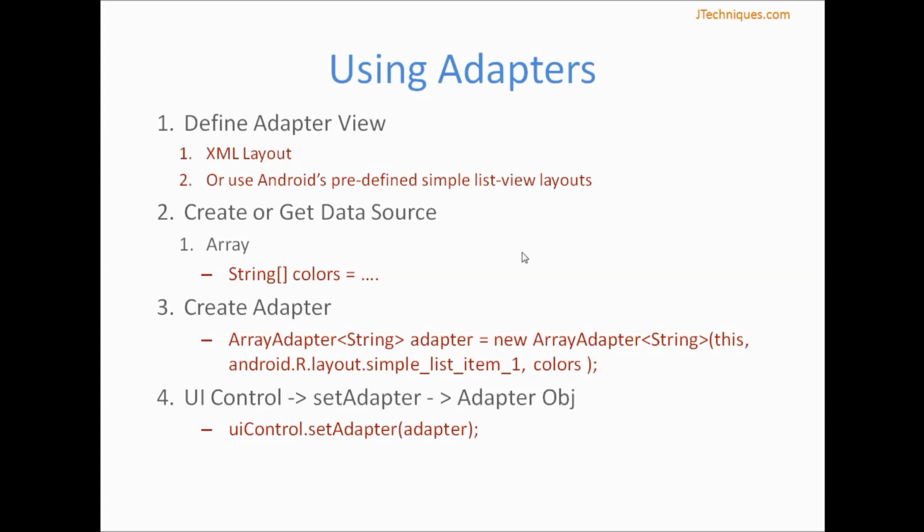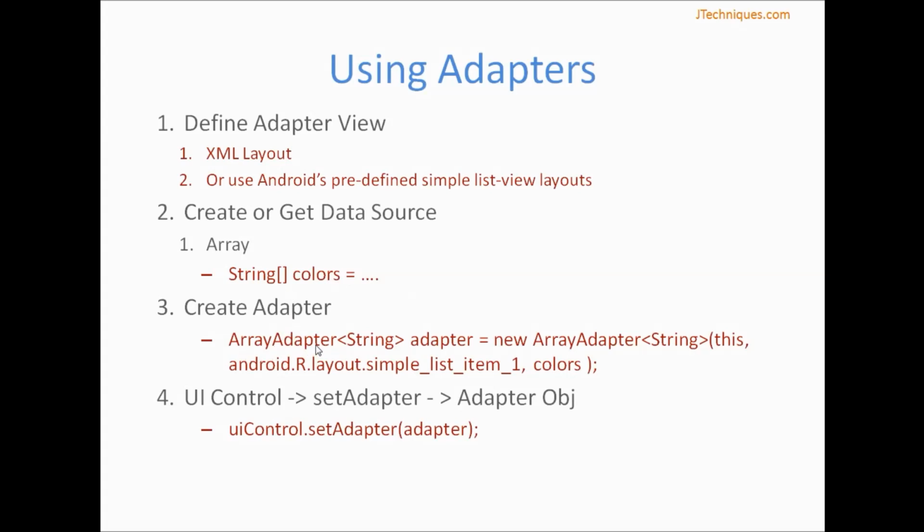Next, we need to get control of the data source. We can create an array, or we can get a reference to our database cursor. For this demo, we'll use an array. Next, with this data, we can create an adapter. Since we are using an array, we use an array adapter.